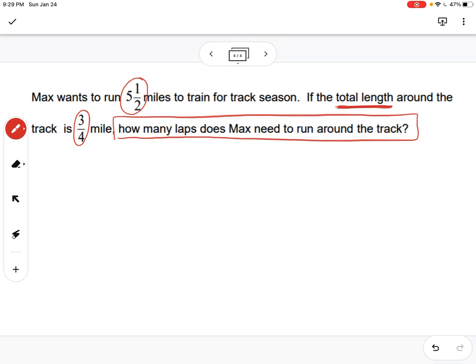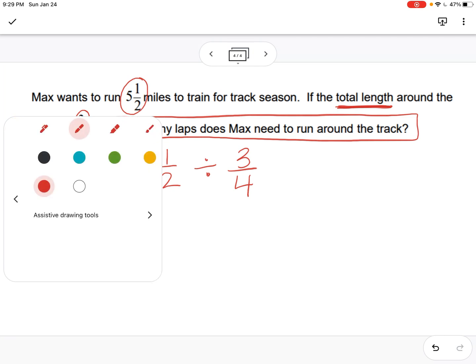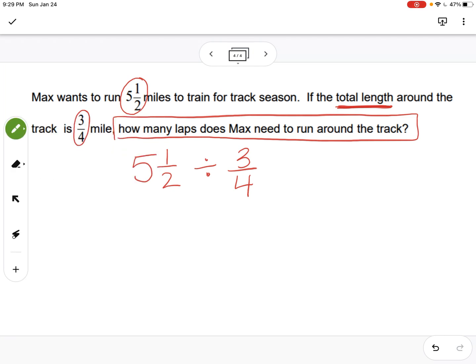All right, so we know how much he wants to run, and we know how much the track is, so we have to think, how are we going to determine how many laps he has to run? So I would think that this could be a simple division problem, because if we know he wants to run 5.5, and we know the track is 3/4 of a mile, we would have to divide by 3/4 in order to understand how many laps he would have to run around the track. All right, and lucky enough for us, we know exactly how to divide fractions. The only thing we would have to do here is convert to an improper fraction from that mixed number, since we know how to divide fractions.